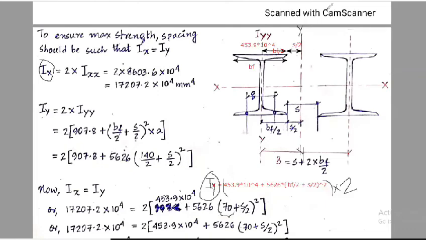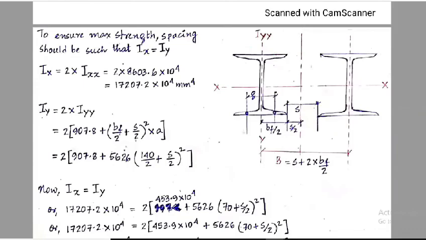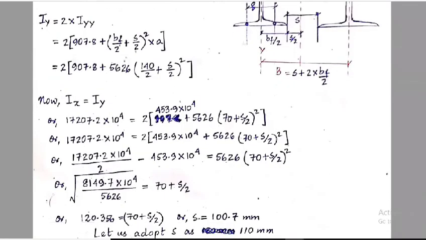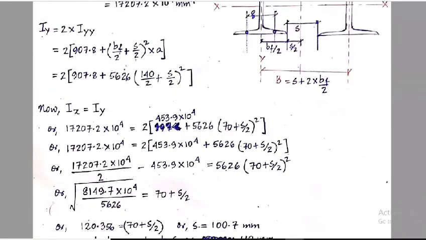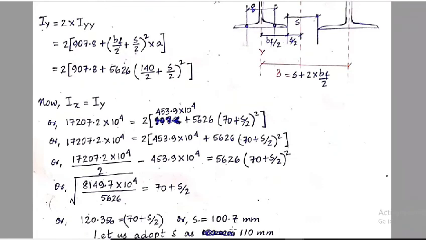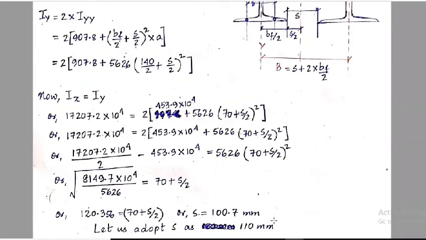So I'll clear the drawings and I'll go down. And if you solve it, the solution is very simple. If you solve it, you are going to get the value of S. It is coming as 100.7 millimeter. Right now we will just increase the value of S a little bit. We'll take S as 110 millimeter.